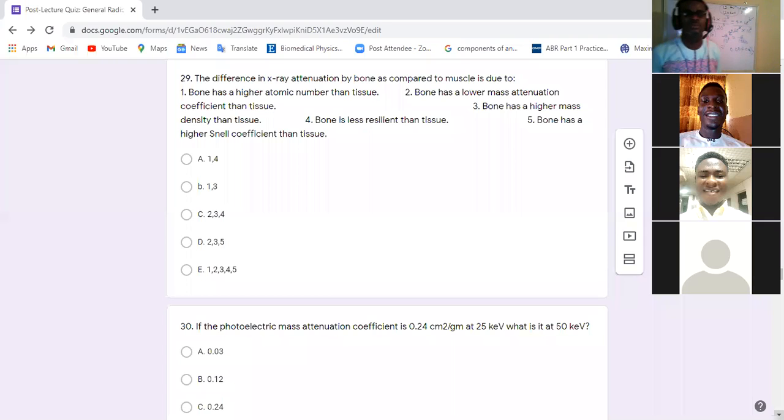B. Okay, B, that's straight 1, 3. It has a high atomic number. It also has a low mass attenuation coefficient in tissue. Okay, those are it.